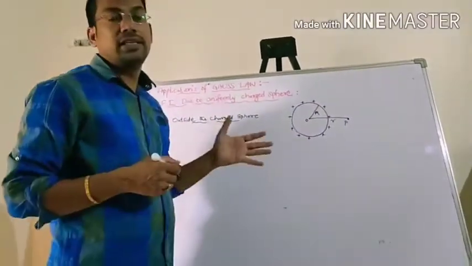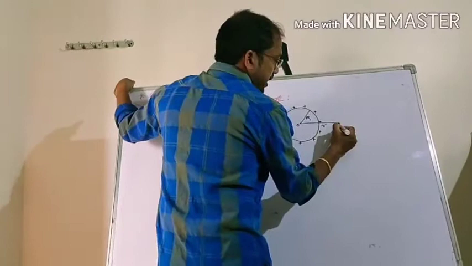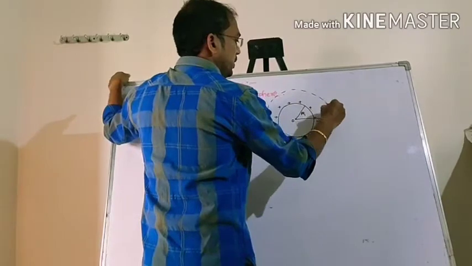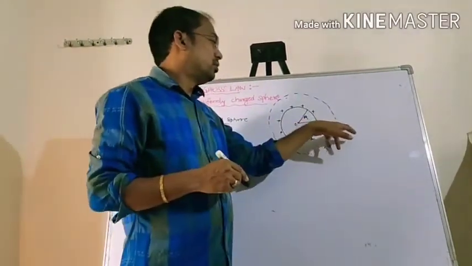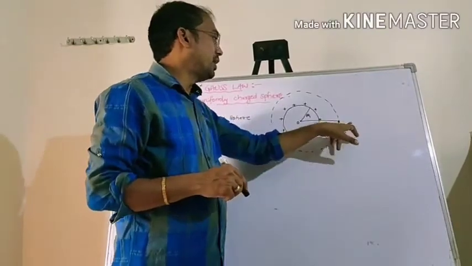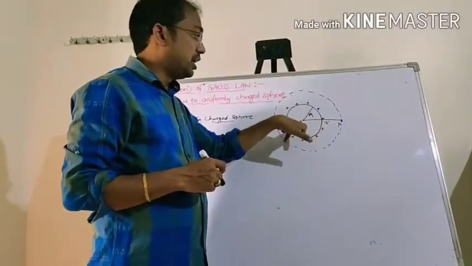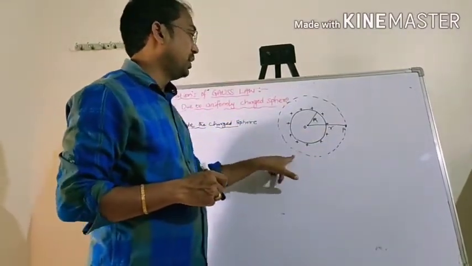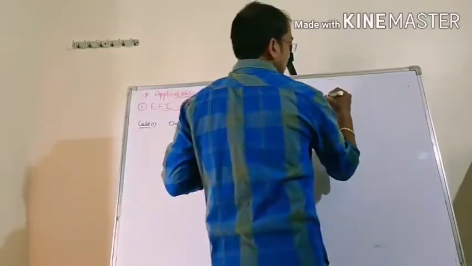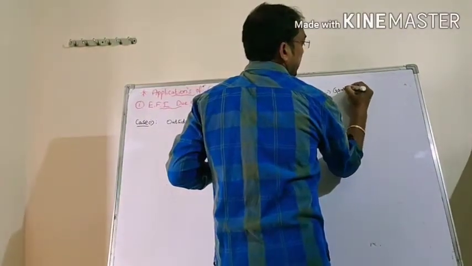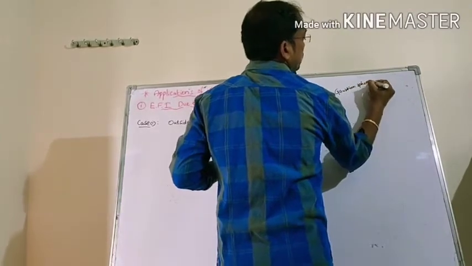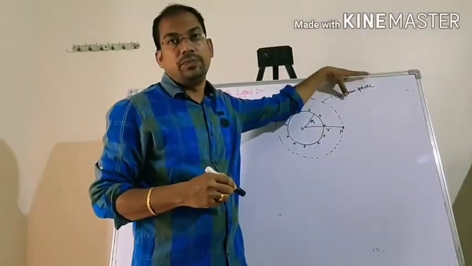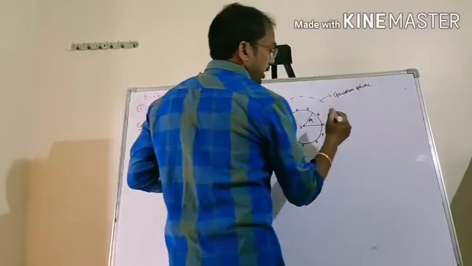For this, imagine another sphere of center O and radius r. This imaginary sphere is also called a Gaussian sphere. Here, this imaginary sphere that we have imagined is taken as the Gaussian sphere.